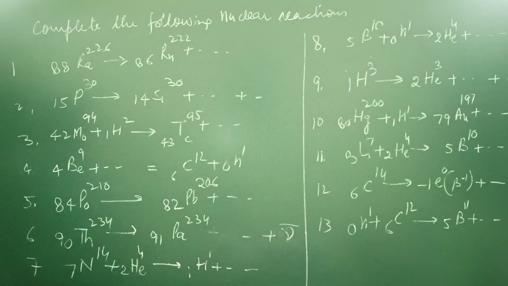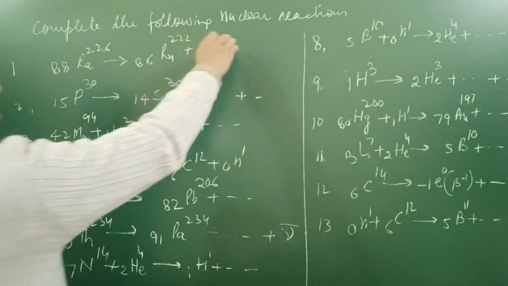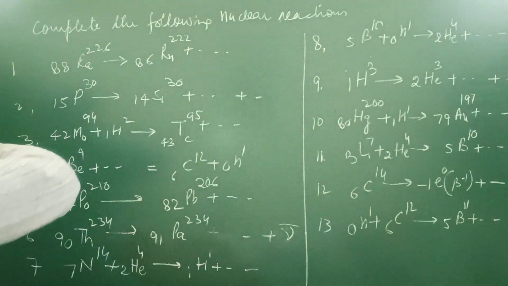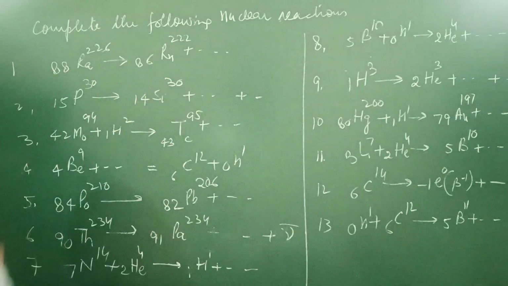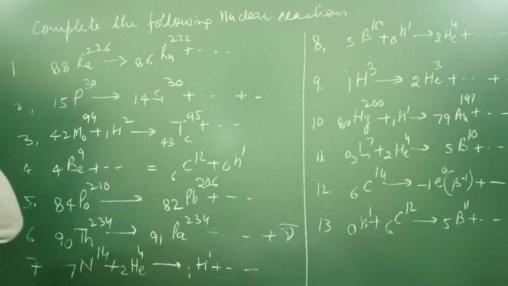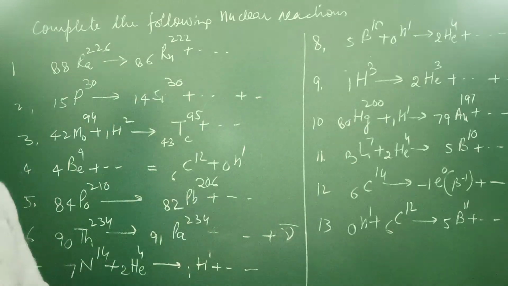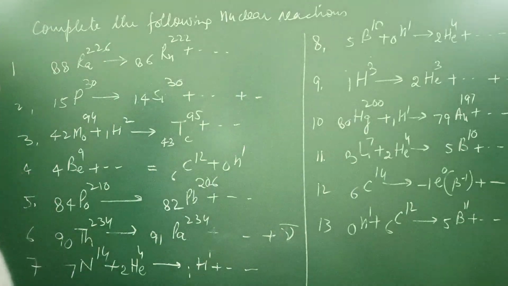In any nuclear reaction, the sum of atomic numbers does not change overall. The sum of mass numbers on the right side is equal to the mass number on the left side. The atomic number on the right side is equal to the atomic number on the left side. So the first reaction is 88 radium 226. Actually, I have written so many so that you may come across the atomic numbers and mass numbers of elements and try to learn some.